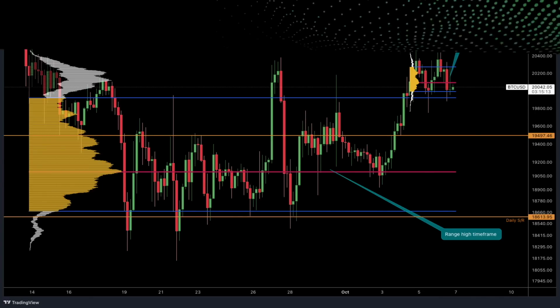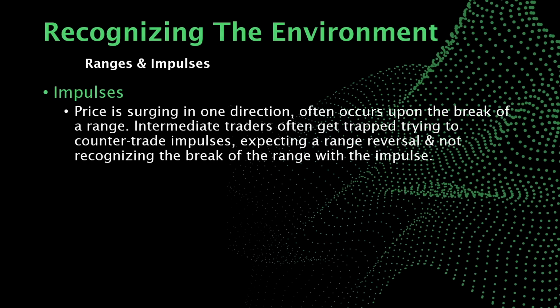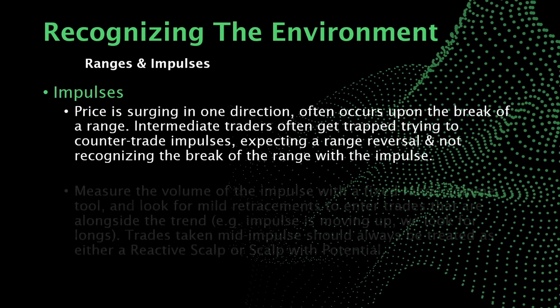Extremely important. And now that we've gone over ranges, Paul can go over impulses with us. Yeah. So recognizing the impulse environment: in an impulse, the price is surging in one direction. It often occurs upon the break of a range. Intermediate traders often get trapped trying to counter trade impulses, expecting a range reversal and not recognizing the break of the range with the impulse.